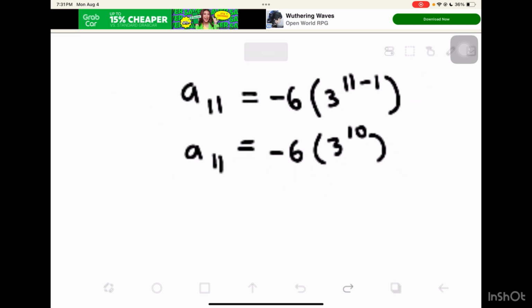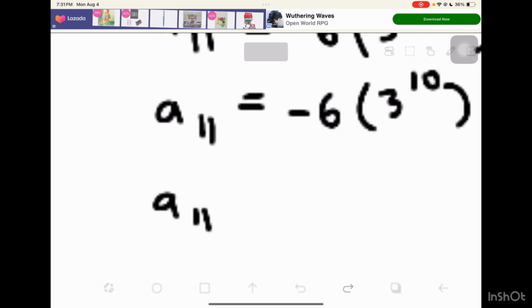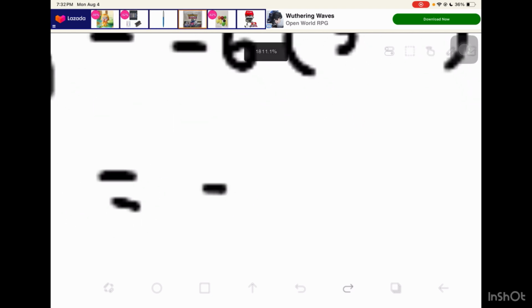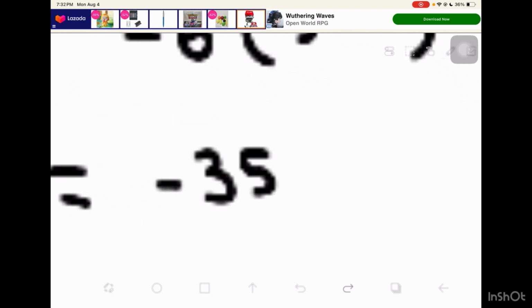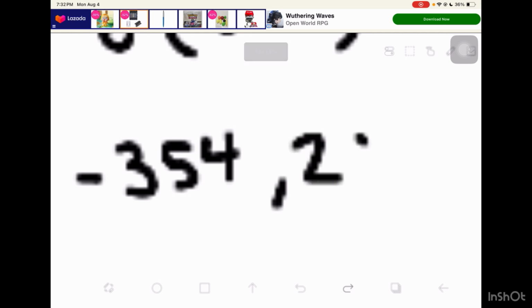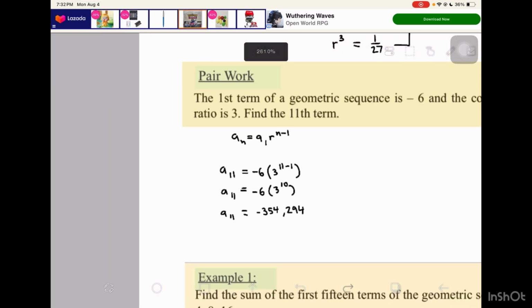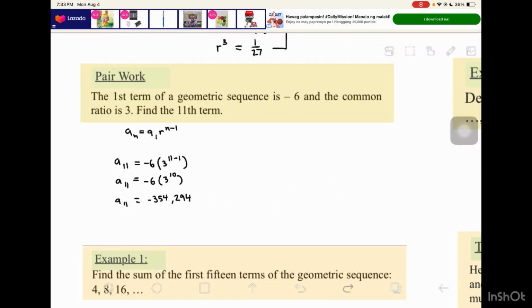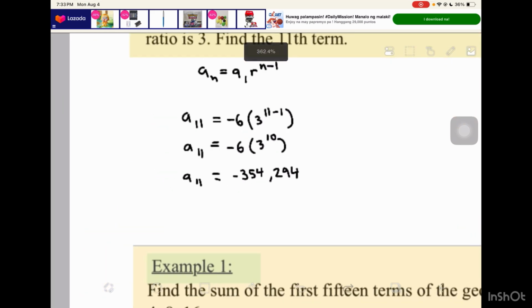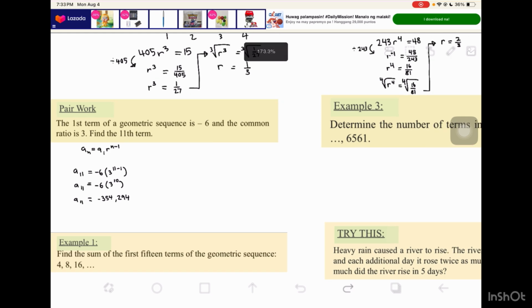And then, let's put that in our calculator. Negative 6 times 3 raised to 10 is equal to a sub 11. Don't be surprised if you get a really high number, it's normal, but it should be negative 354,294. Let me just confirm if that's the correct answer. Okay, for some bizarre reason our presentation is broken, so I just verified it manually, and yes, this is the correct answer. Alright, next one.